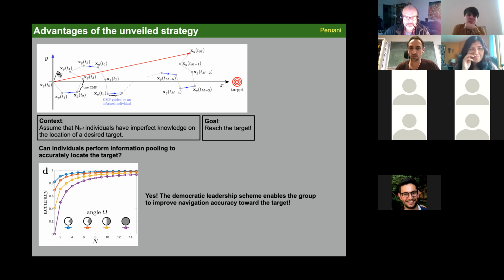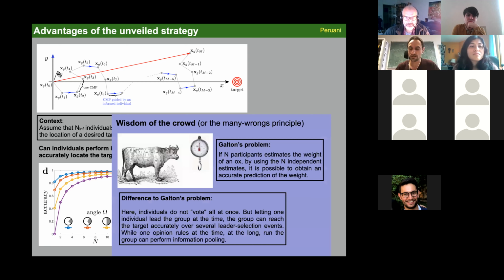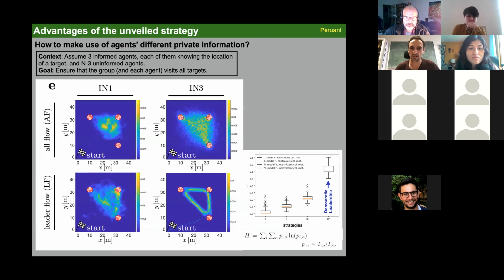And then you can also perform information pooling. This is connected to something called the Galton problem, and to the wisdom of the crowd, if you are familiar with that. And this one shows how they can explore if they have different types of information, different targets. And here is how you can make use of private information. And there are different strategies that you can play with.